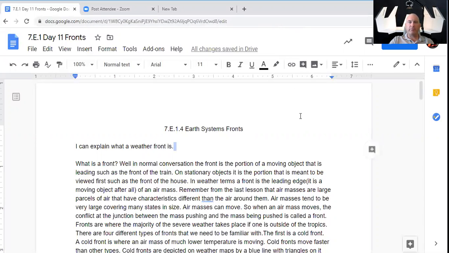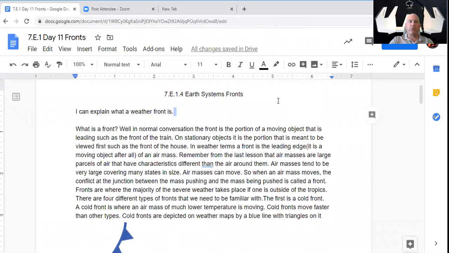So today, we're wandering into Earth systems: fronts. Last time we talked about air masses and how air masses move. Well, now we're going to talk about fronts. We're going to first define what a front is. So what is a front?